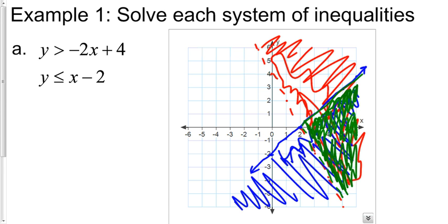Okay, so some solutions to this system would be the point (4, 0) or the point (6, 2). Those are in the solution region, and you can see that this solution region is going to keep going forever and ever and ever, so there's an infinite number of solutions.